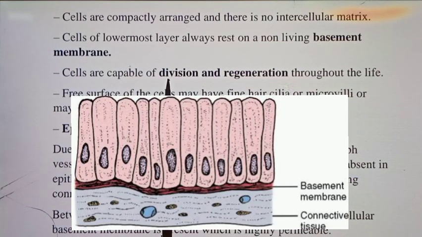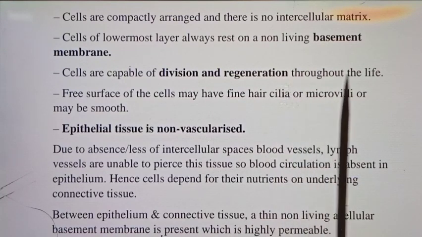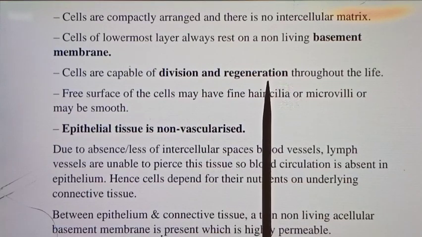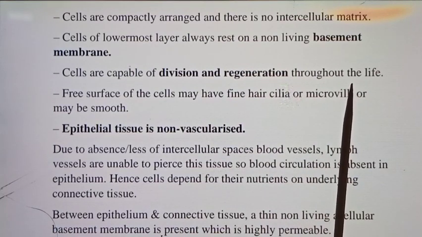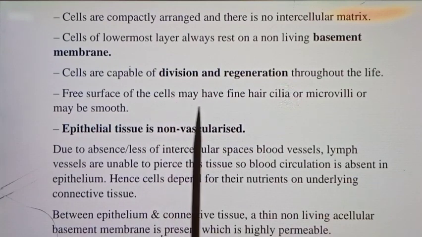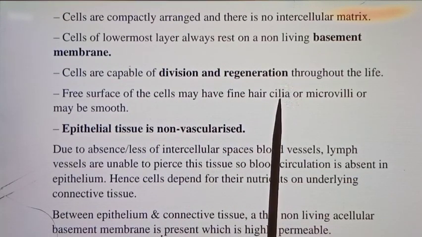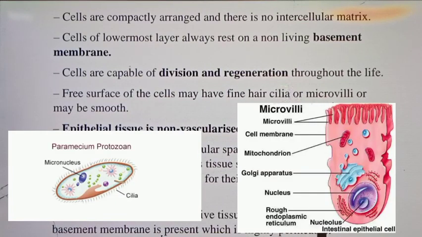The cells are capable of division and regeneration throughout life. That means if you get a cut in your hand, it gets cured because it can regenerate. This process continues throughout life. The cells of this epithelial tissue have the division ability and regeneration capacity throughout the life of an organism. The free surface of the cells may have fine hair-like structures called cilia, or grooves or microvilli, as shown in the picture.